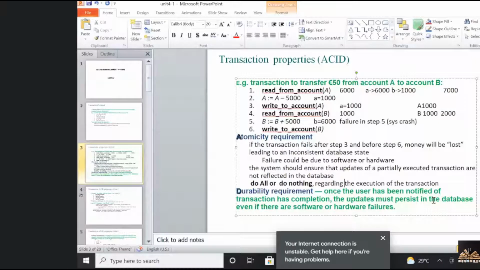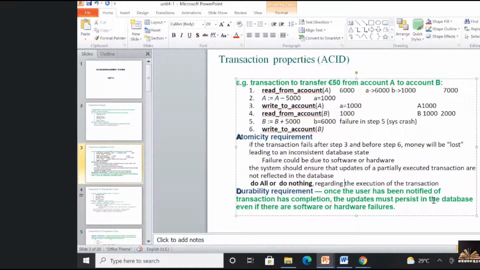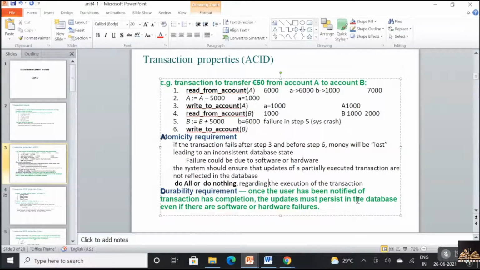transaction has executed successfully. Once you have got a notification that the transaction has been executed successfully, then the updates that are being made to the database objects should persist even though there is a software or hardware failure. So once I say that the transaction has executed all its steps successfully, now the transaction has made these two changes. A is equal to 1000, B is equal to 6000.